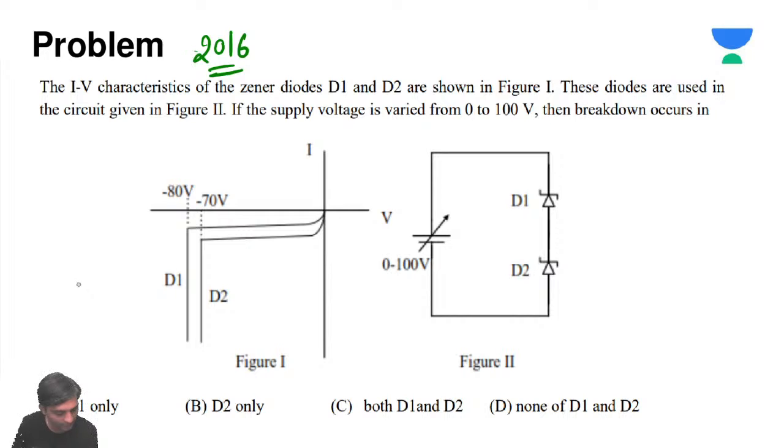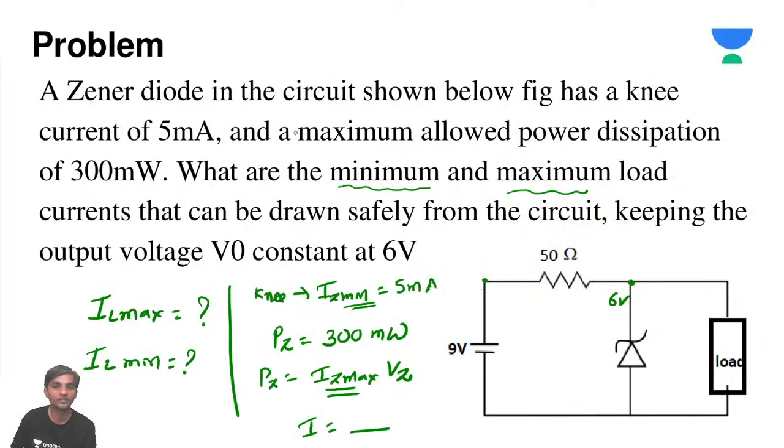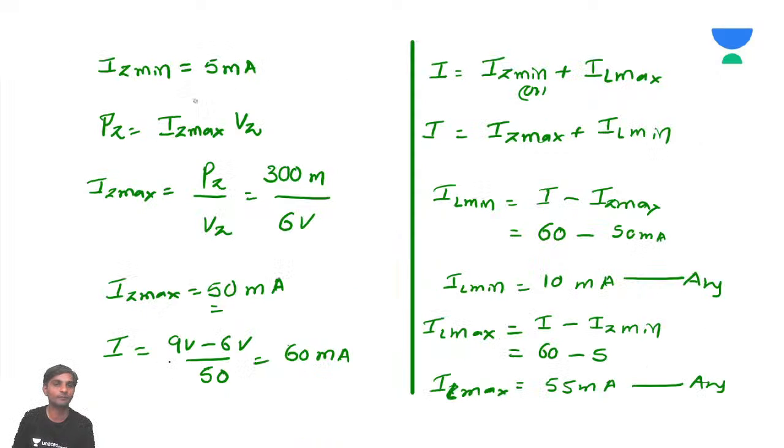See, if IZ is equal to 50 milliamps, IZ is going to be 50 milliamps. So now, see, it is in no way connected to this. This PZ maximum is in no way connected to this load IL current. IZ maximum is how much? You have already calculated IZ maximum.